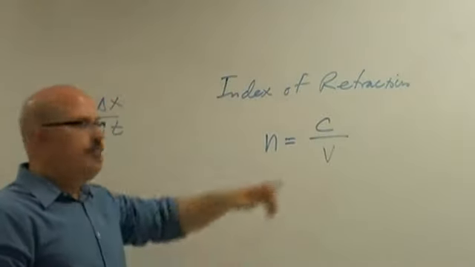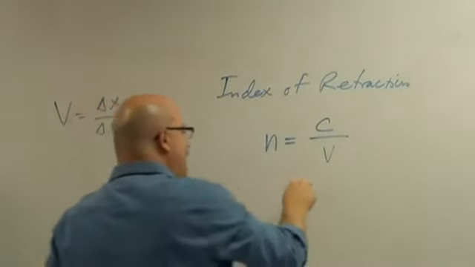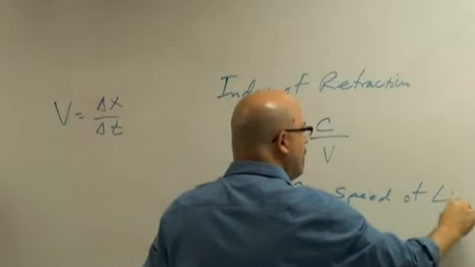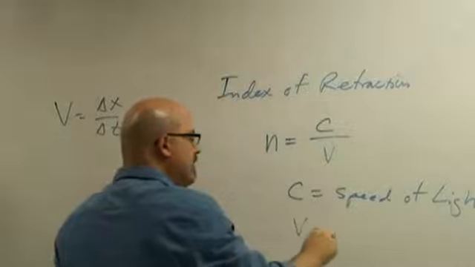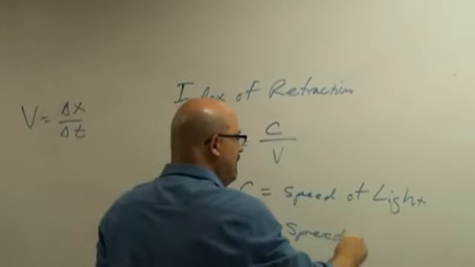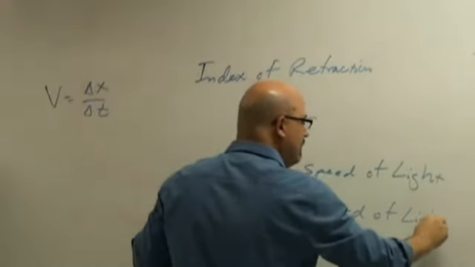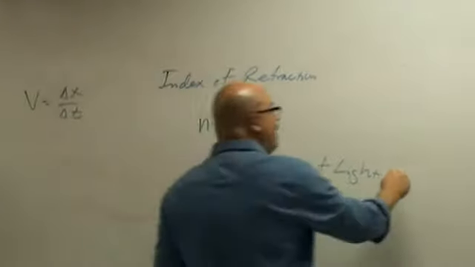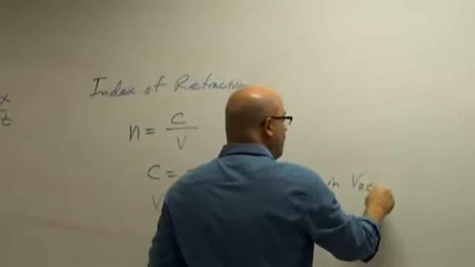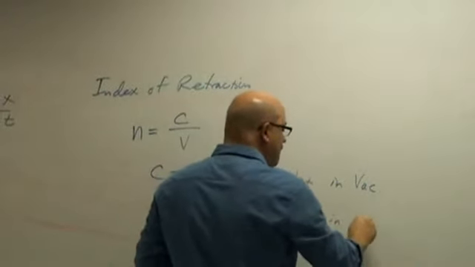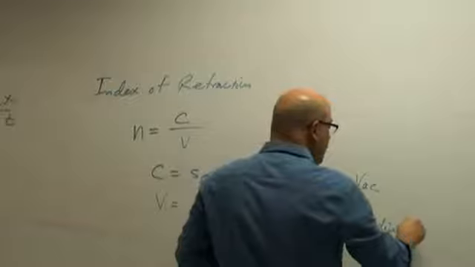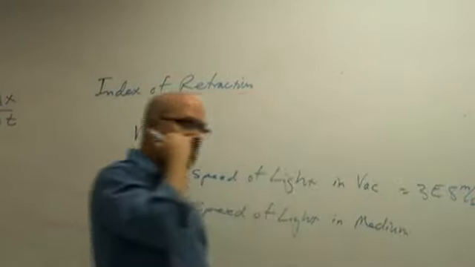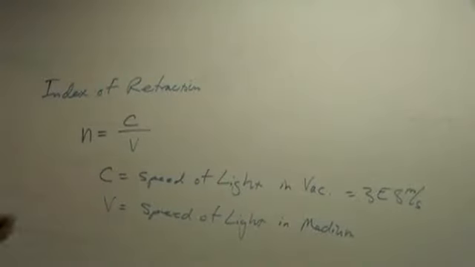What's C? Speed of light. C equals speed of light. What's V? It's the speed of light. Whoa. In that medium though, right? Okay, the trick is this is speed of light in a vacuum, and this is speed of light in the medium. So this is equal to 3E8. All right? And this is the speed of light in the medium.